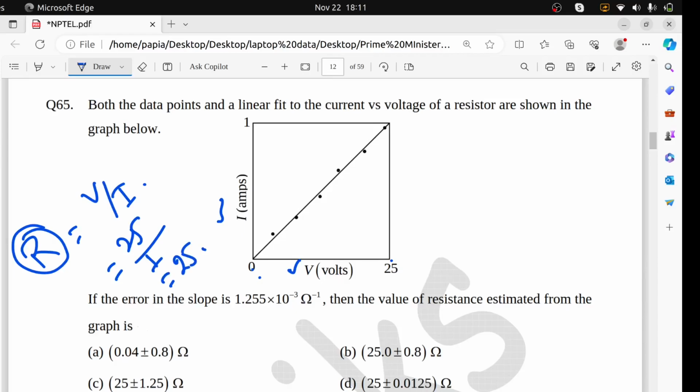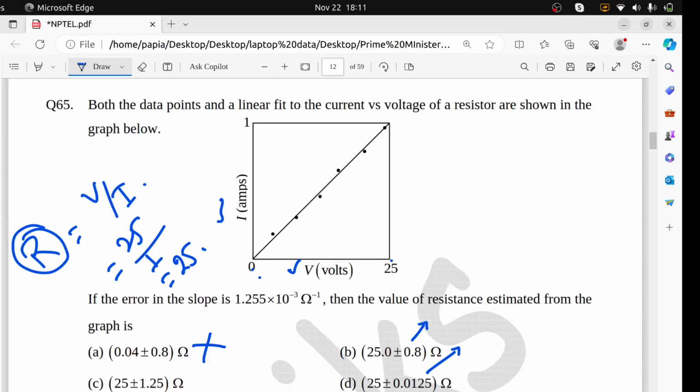This is 25, 25, 25. So obviously this will not be the correct answer. First of all, I just want to discard the A option. Now we will focus on the B, C and D options. Which one is the correct one? So what is there in B, C and D options? There is nothing but the difference in the error.